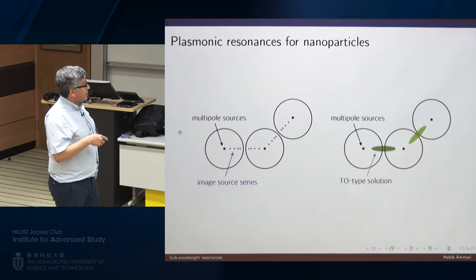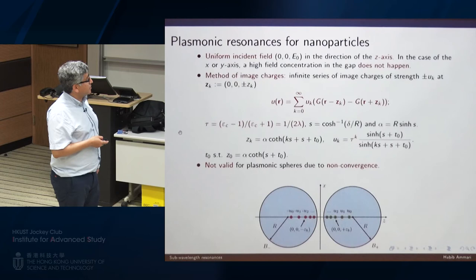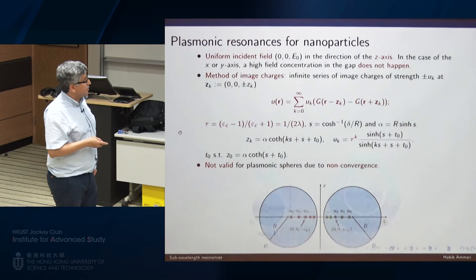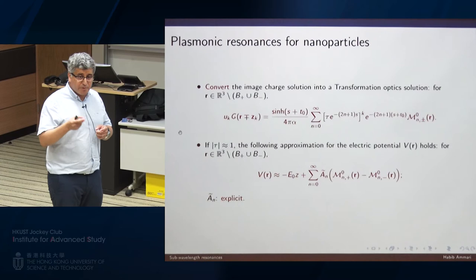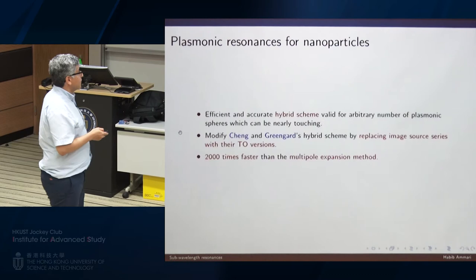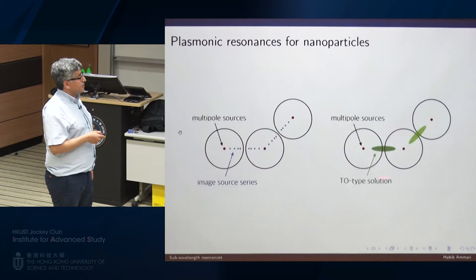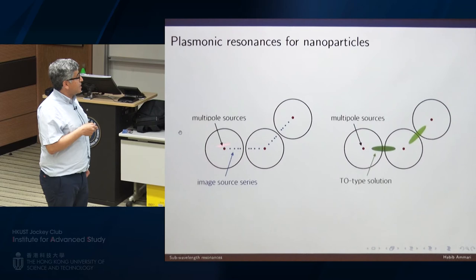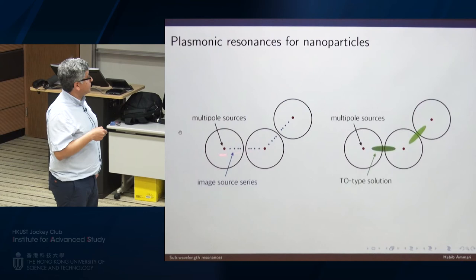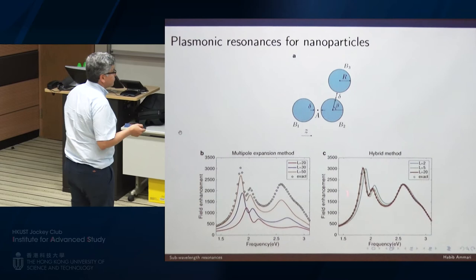As I said, the image source series does not converge when the spheres are plasmonic. This is the reason here: this is larger than one, then it blows up. But what we did for two spheres was to replace this image source series by its TU transformation optics version. So we combine, as has been done by Chang and Greengard, the multipole sources, but not with the image source series, but with this transformation optics type series. Okay, and then you get something which is much faster, because this is the hybrid method.